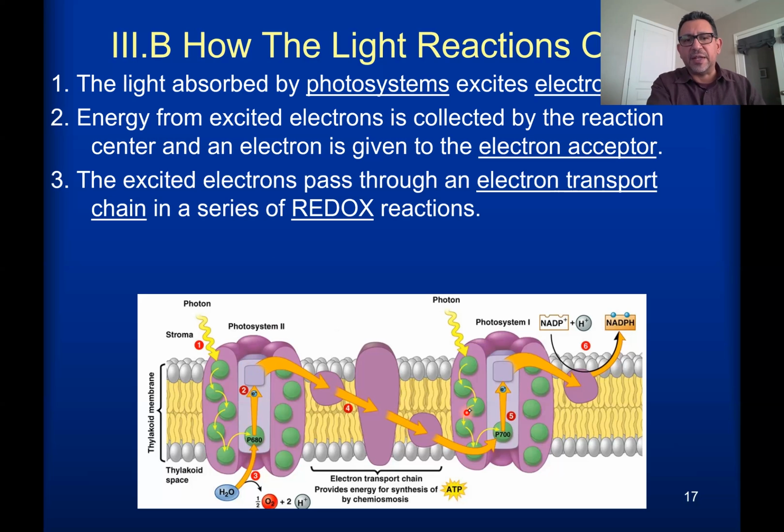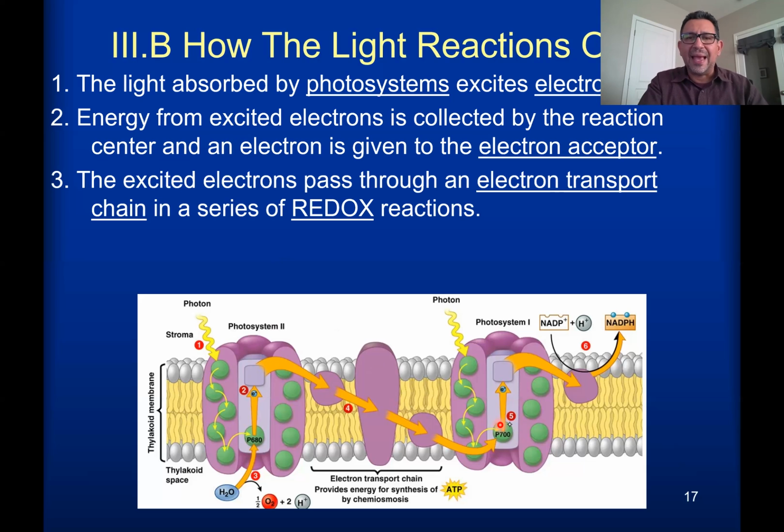The purpose of this electron transport chain is going to be to allow electrons to move from a higher energy state to a lower energy state as they move through electron carriers and special proteins called cytochromes to another electron carrier, and then eventually reach photosystem I.